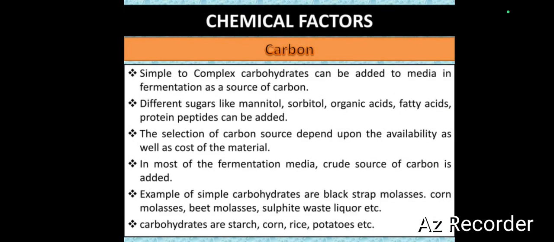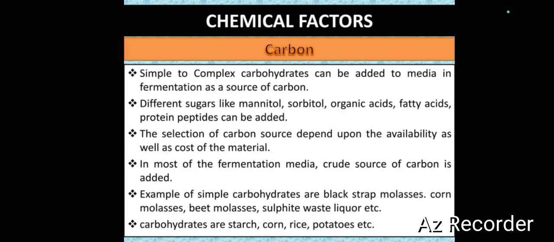Next are the chemical factors. First one is carbon. Simple to complex carbohydrates can be added to the media in fermentation as a source of carbon. Different sugars like mannitol, sorbitol, organic acids, fatty acids, proteins and peptides can be added. The selection of carbon source depends upon the availability as well as the cost of the material. In most fermentation media, a crude source of carbon is added.